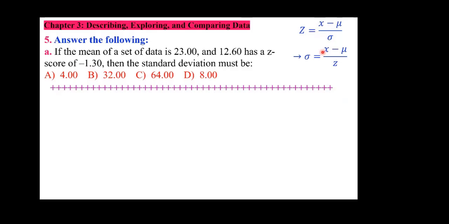So this is the number having a z-score. So this is the value of x. The mean is 23, that's the value of mu.